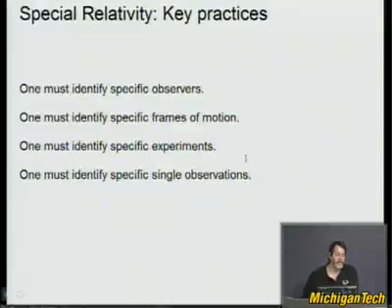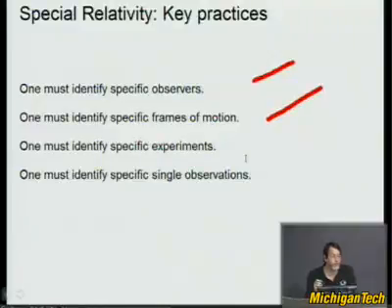If you want to start doing complicated problems in special relativity, you have to be very careful. You can easily make blanket statements, but they're unlikely to be correct unless you identify specific observers that you're talking about. Identify specific frames of motion, which means trains may be moving at some velocity. Specific experiments. It's hard to make blanket statements without making something very specific in the experimental idea. Another is what specific observations were you referring to when you measured that?